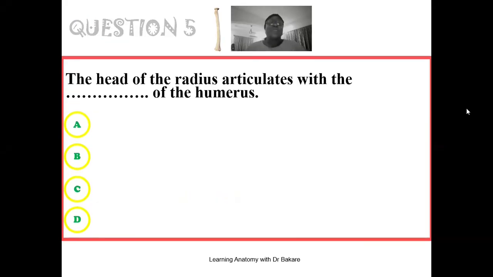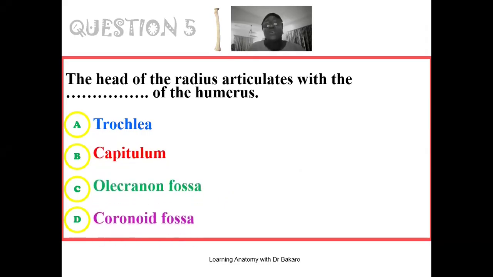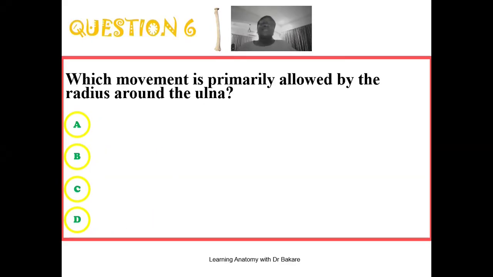Now let's move to the fifth question, and this reads that the head of the radius articulates with the dash of the humerus. Is it the trochlea of the humerus? Is it the capitulum? Is it the olecranon fossa? Or is it the coronoid fossa? The correct answer here, as it relates to the structure or the region of the humerus that articulates with the head of the radius, is the capitulum. The rounded part of the capitulum is what fits into the head of the radius, and this is what creates the humeroradial joint.